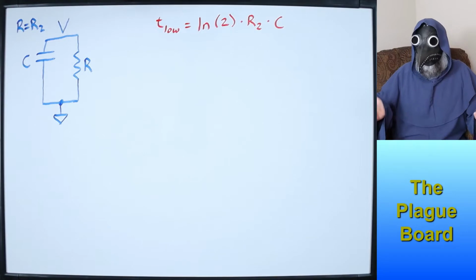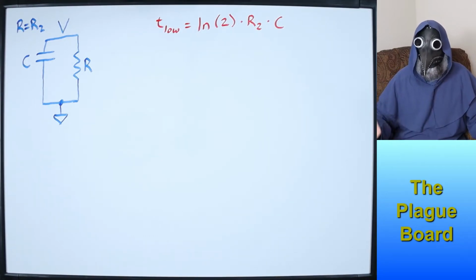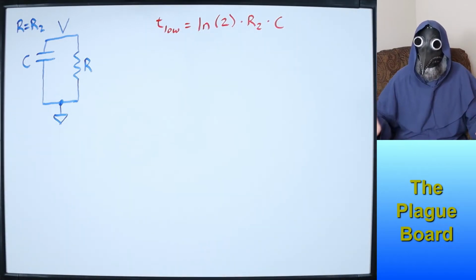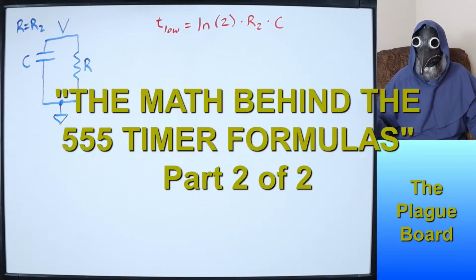So, I want to start with the first time low formula from the last video and show you another way to derive it. This time, using the Laplace transform. Remember the time low formula was the natural log of 2 times R2 times C. Now, the first thing I want to do is to convert the circuit we had into the S domain.